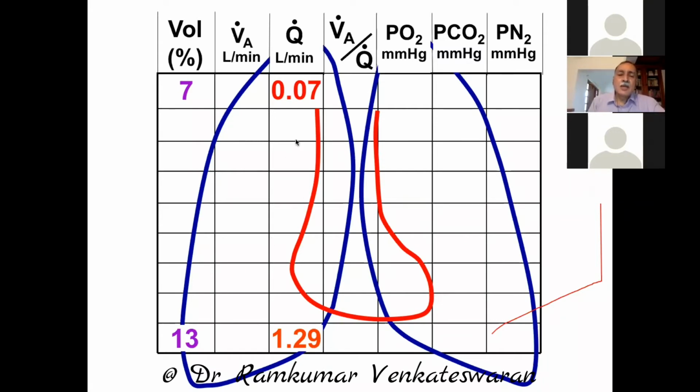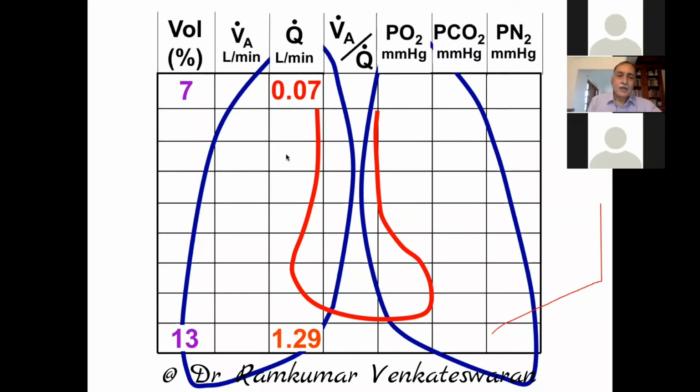And now look at the number 0.07. What does it stand for? It stands for Q dot in liters per minute. So what that means is 0.07 liters per minute is the blood flow to the topmost slice of the lung. In contrast, the bottommost slice gets 1.29 liters per minute as the blood flow per minute. Okay, so you can easily understand that gravity has pushed much of the blood flow to the bottommost slice of the lung.